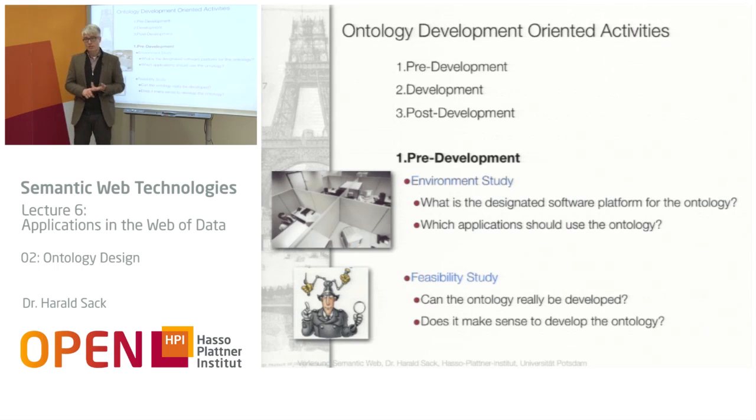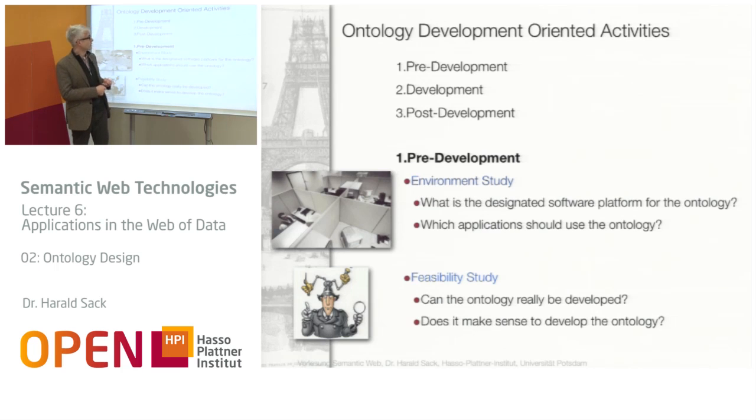Then, of course, you have to make sure that everything is feasible. So you have to do a feasibility study. Can the ontology really be developed with the means that are really available? Does it make sense to develop the ontology? Does it make sense in terms of, is it cost efficient? Can we really afford to make this ontology? Or is there some other solution so that we can avoid developing this ontology? So this must be clear before the development starts. So you have here the environment study first and the feasibility study.